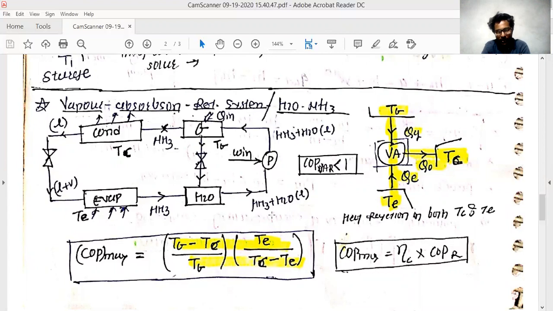So this is how this cycle works, and the coefficient of performance of this vapor absorption refrigerator is going to be less than one all the time. And if you want to remember this device, it can be denoted in this fashion: TG shows the temperature of the generator, TC shows the temperature of the condenser, and TE shows the temperature of the evaporator.